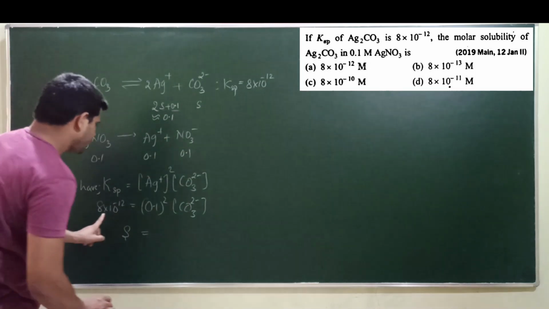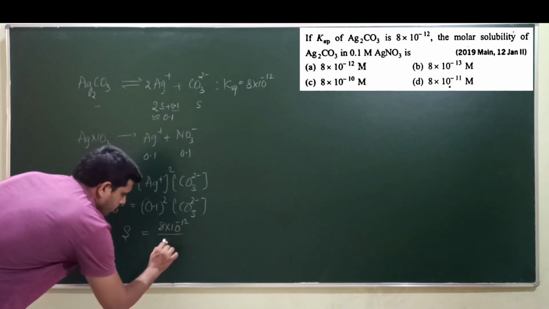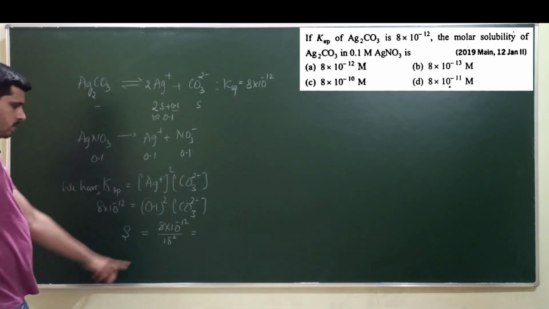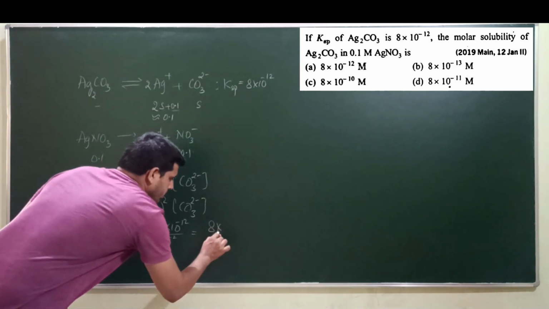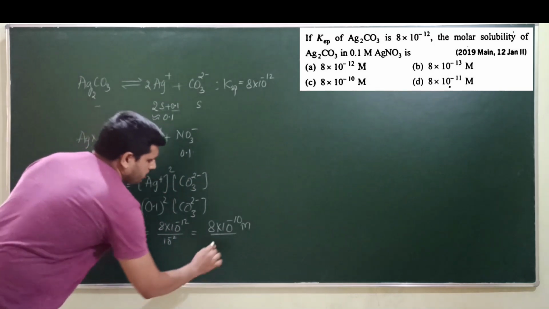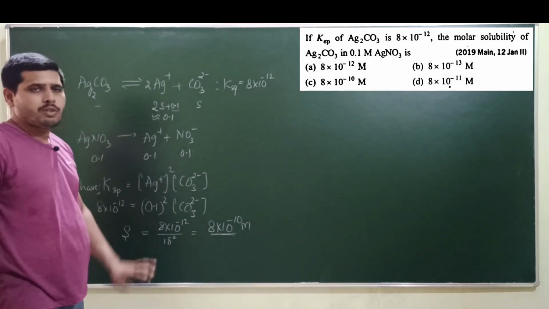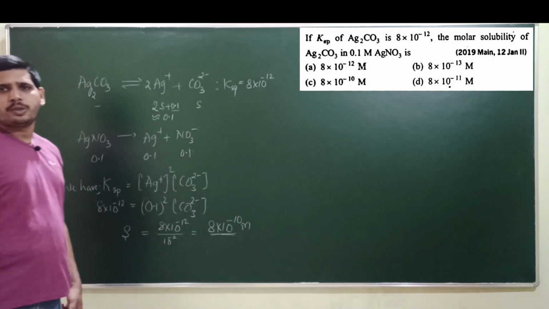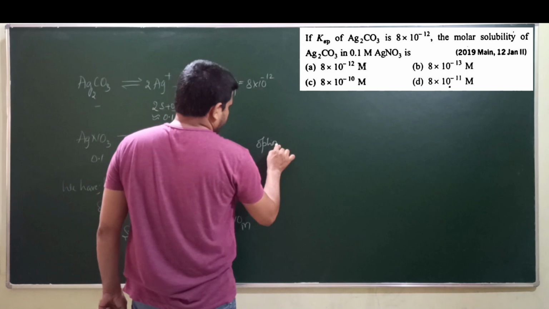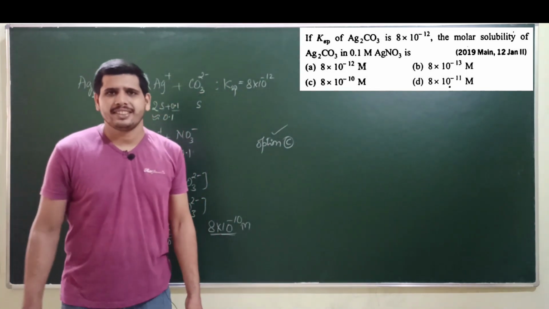S is equal to 8 into 10 to the power minus 12 divided by 0.1 squared, which is 10 to the power minus 2. So when it comes to the numerator, plus 2, so it is 8 into 10 to the power of minus 10 molar, the molar solubility of silver carbonate in 0.1 molar silver nitrate solution. Which option to be selected? It is option C, which has got this answer, therefore it is the right answer. That's it.